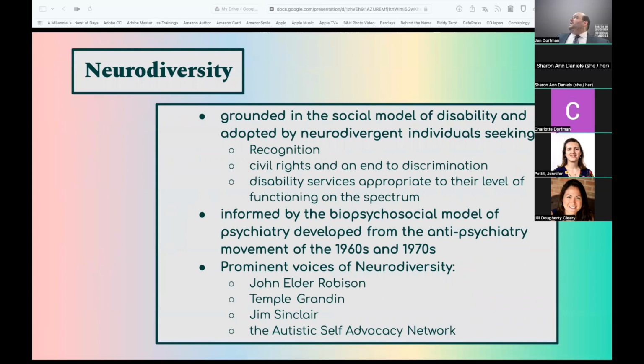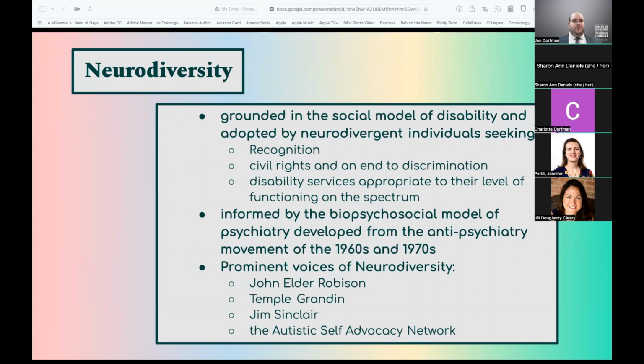Neurodiversity is grounded in the social model of disability and adopted by neurodivergent individuals seeking recognition, civil rights, and disability services appropriate to their level of functioning. It's informed by the biopsychosocial model of psychiatry developed from the anti-psychiatric movement of the 60s and 70s. Some prominent voices include John Elder Robison, Temple Grandin, Jim Sinclair, and the Autistic Self-Advocacy Network.